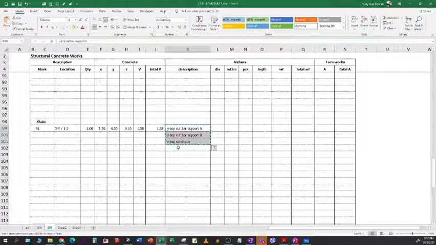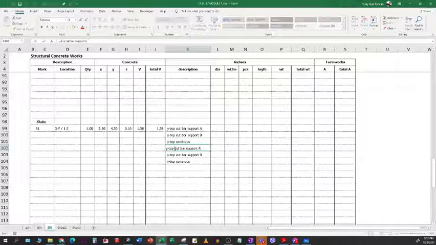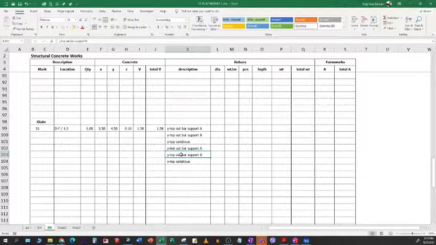Now copy this one and then account for the bottom. Y bottom. Later on you will know that some of the entries here will have no rebars. That depends on the type of slab.